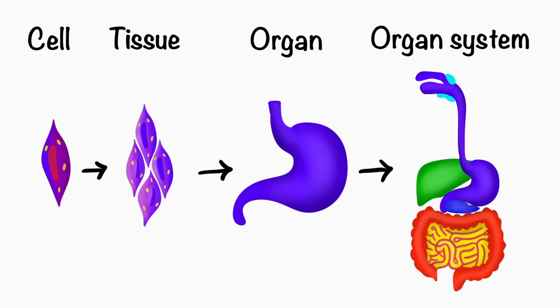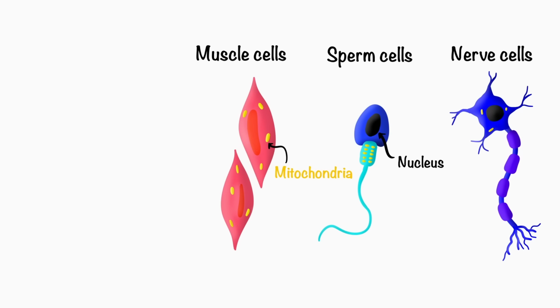All living organisms are made up of cells, which are the basic units of life. But in complex multicellular organisms like humans, cells don't just exist independently, they're organized into increasingly complex structures. Let's start with the cell. Cells are the basic building blocks of all living organisms.